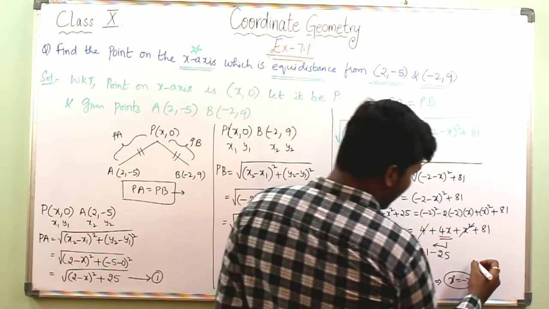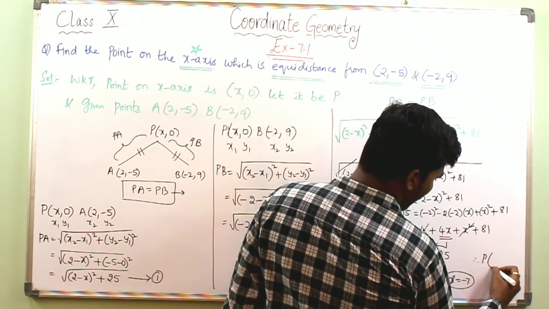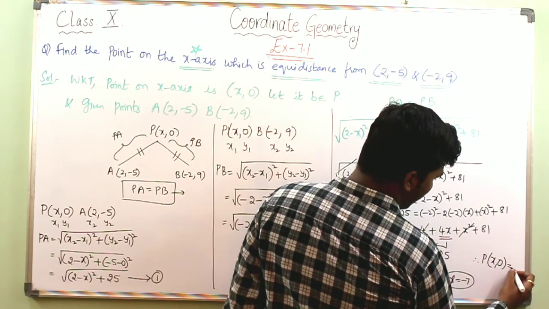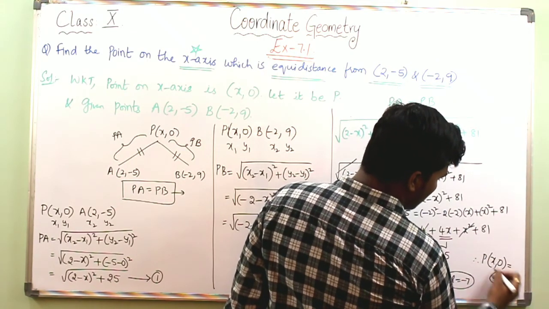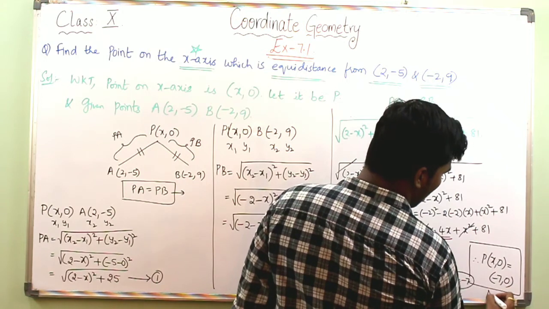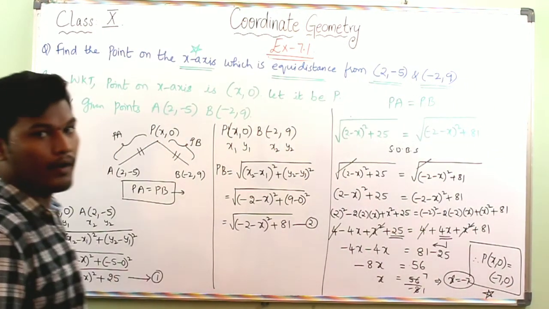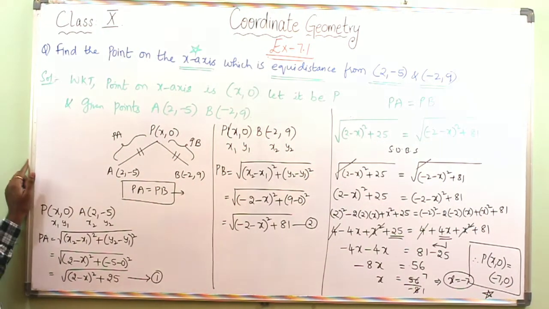So therefore the point on the x-axis is P of x comma 0, that is minus 7 comma 0. So this is how we find out a point on x-axis.